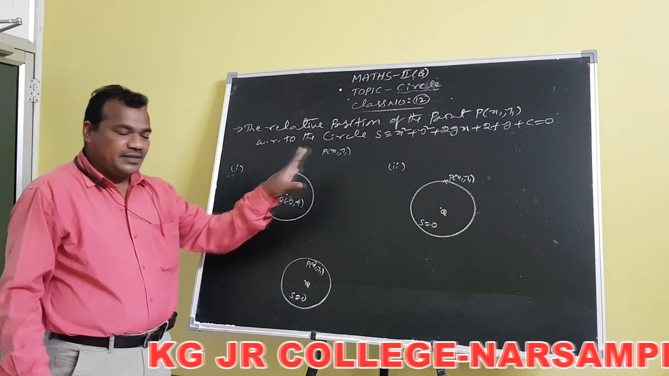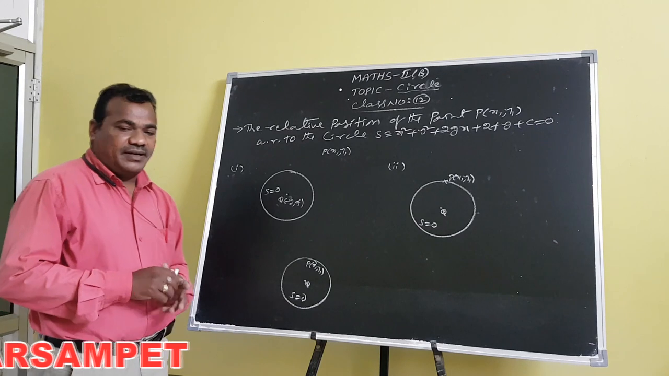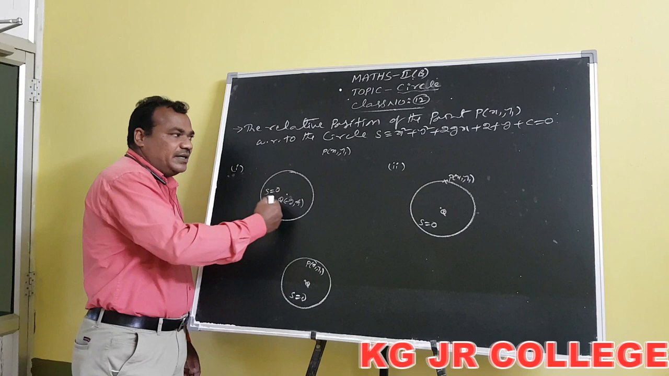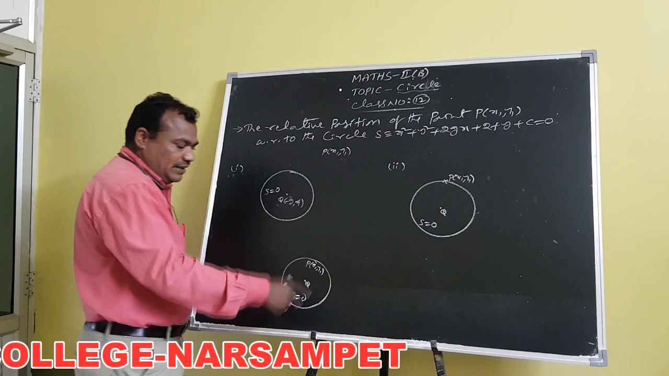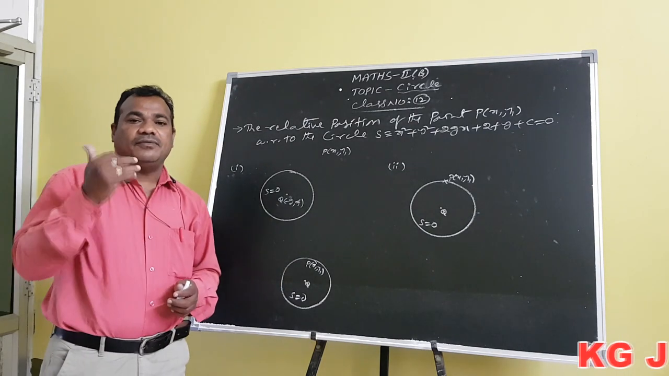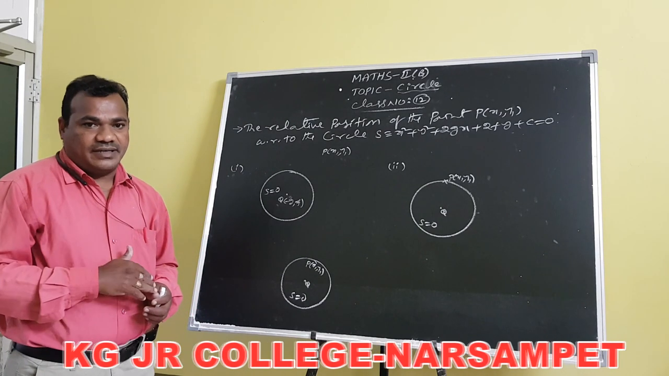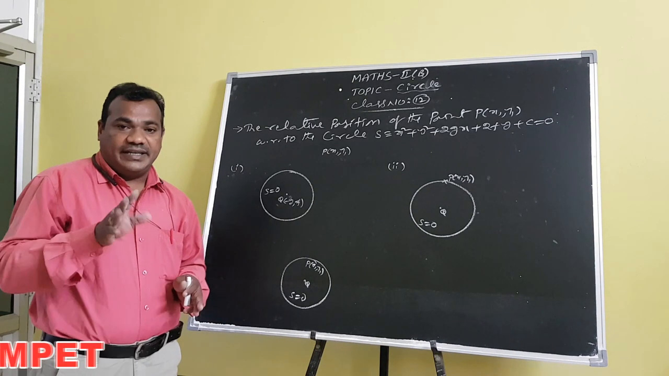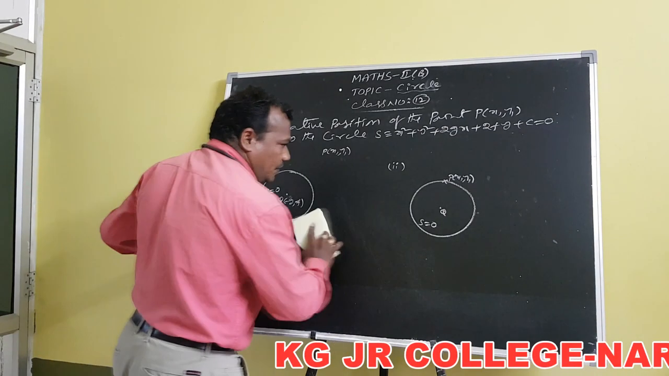In these three figures we observe that the point P of x1 y1 is located in various places. Here the point is located exterior to the circle. Here the point lies on the circle. Here the point is located interior to the circle. Now we have to find the conditions for the point to lie exterior to the circle, on the circle, and interior to the circle.